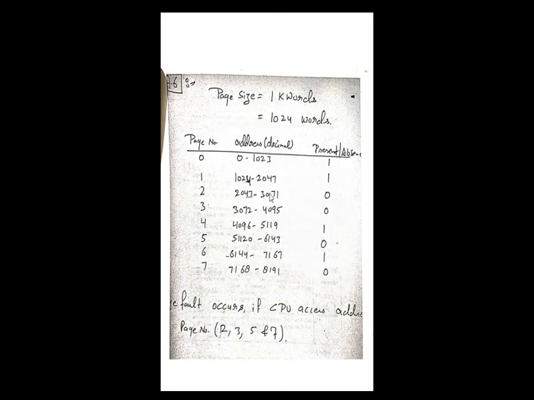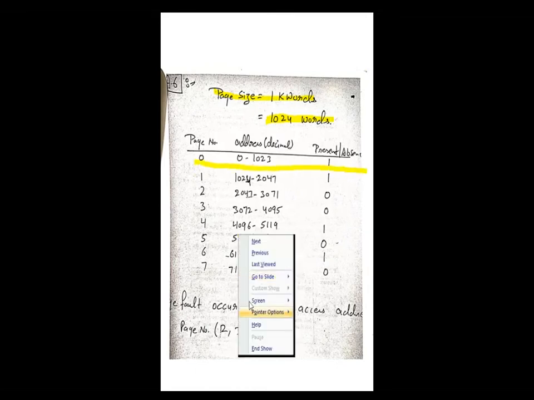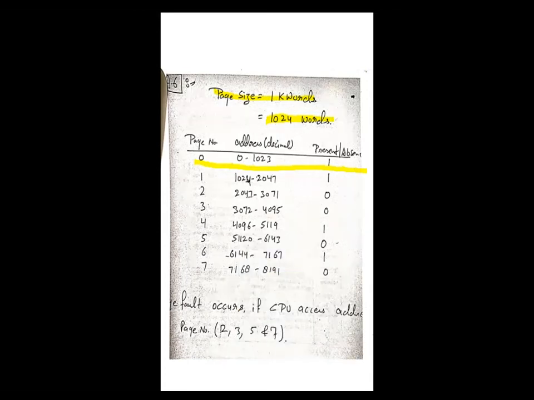See here, the size of page is 1024. Because it is 1024, 0 to 1023 will be 1024, right? So that's why page 0, yeah, I will use ball pen. Page 0 is starting from 0 to 1023.